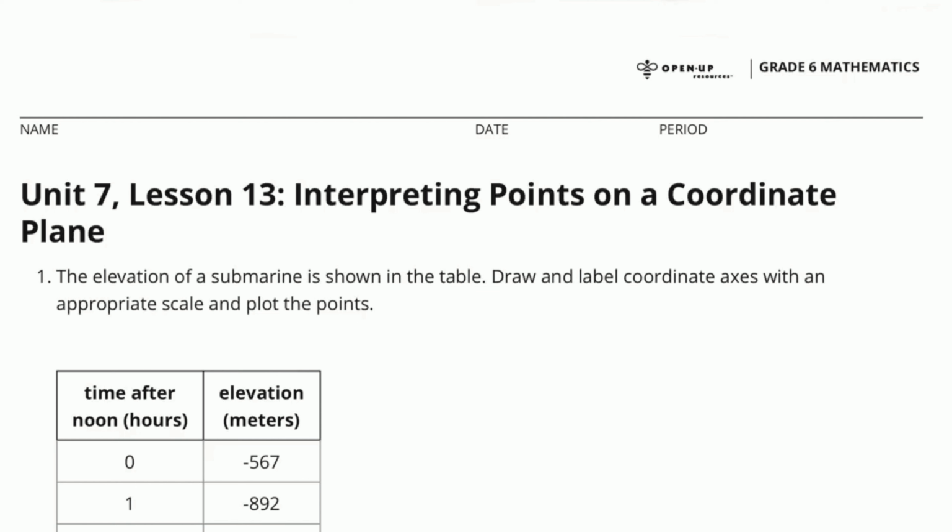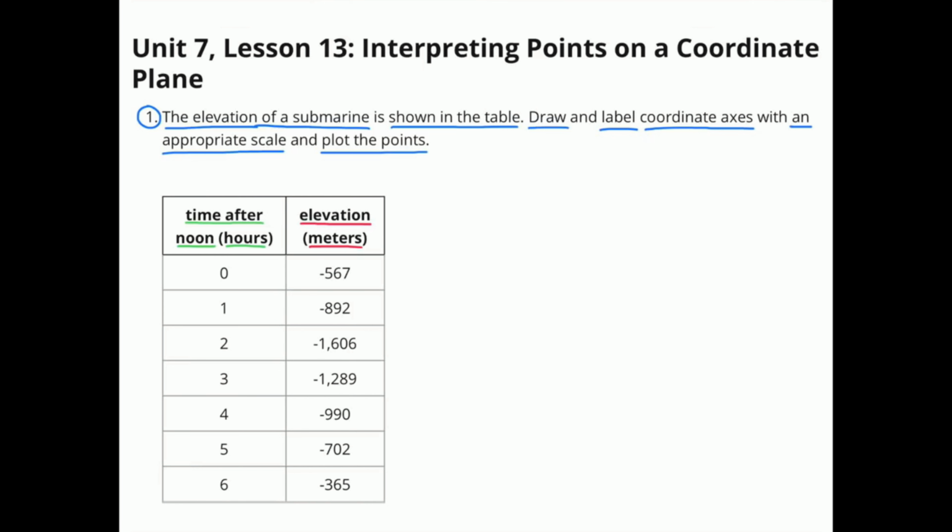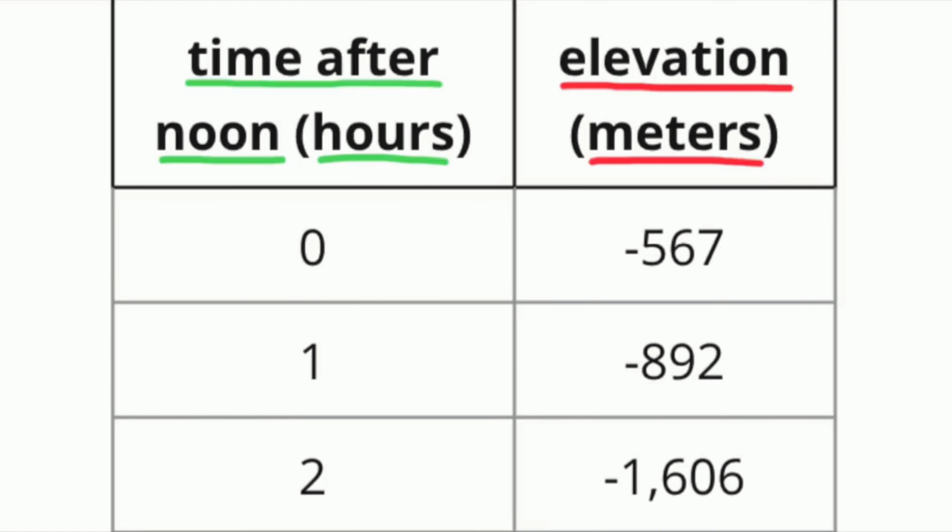Unit 7, Lesson 13. Interpreting points on a coordinate plane. Number 1. The elevation of a submarine is shown in the table. Draw and label coordinate axes with an appropriate scale and plot the points. The horizontal axis, or the x-axis, will identify the time after noon in hours, and the vertical axis, or the y-axis, will represent elevation in meters.